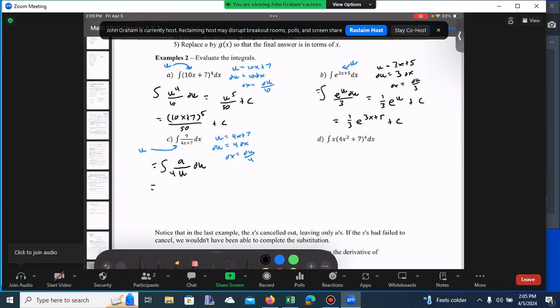And we can rewrite this. I'm going to take the 9/4 out. So 1 over u du. That's going to be natural log of u plus c. And so we'll end up with 9/4 natural log of 4x plus 7 plus c.